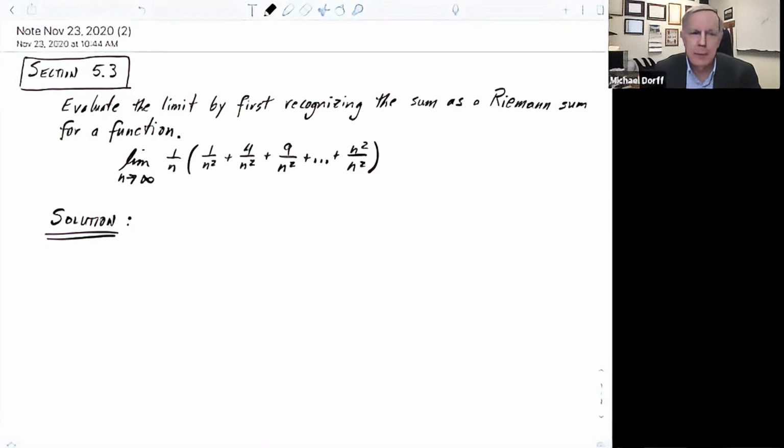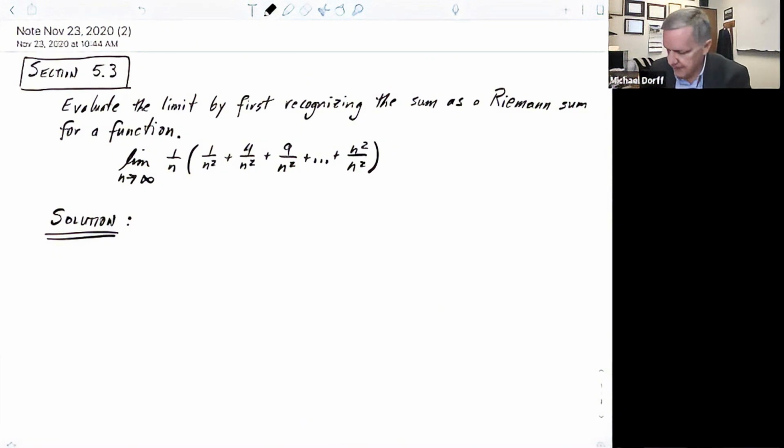We're going to look at another homework problem from section 5.3. Here you're given the limit as n goes to infinity of 1 over n times (1 over n squared plus 4 over n squared plus 9 over n squared plus dot dot dot plus n squared over n squared). The question asks you to evaluate this limit by first recognizing this as a Riemann sum for a function. In other words, we're going to rewrite this as a Riemann sum, then use the definition of integrals to write it as an integral, and then evaluate the definite integral to get our answer.